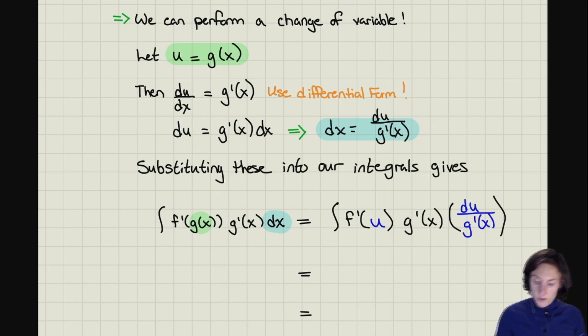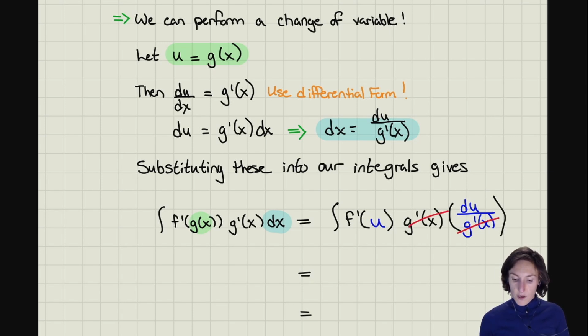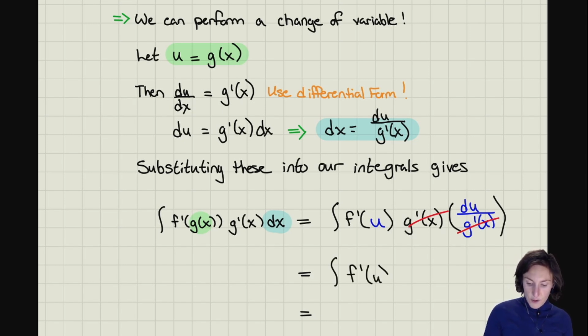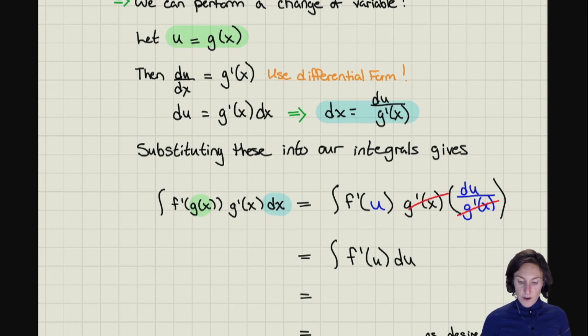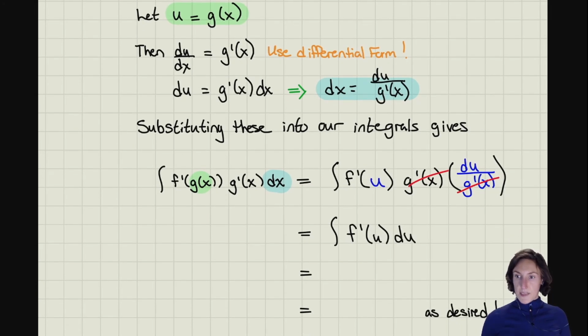Now this simplifies things greatly because my g primes here are going to go away, and what I'm left with is a much simpler integral. It's just the integral of f prime of u du. And by the fundamental theorem of calculus, we know that integrals and derivatives cancel each other out. So I can just integrate this to get my f of u plus c.